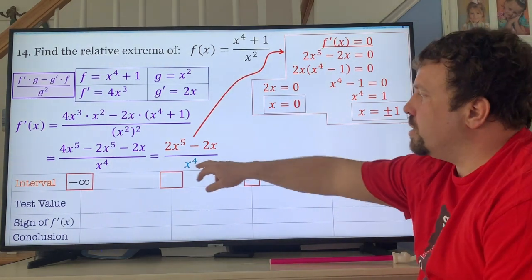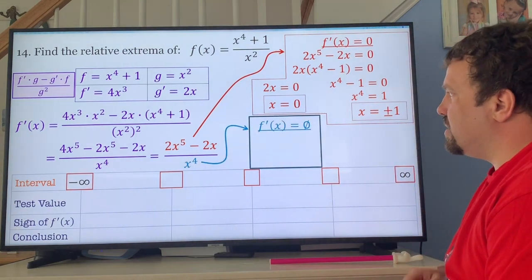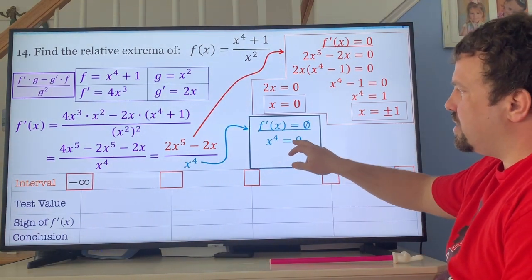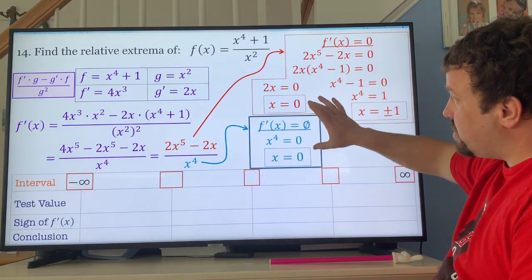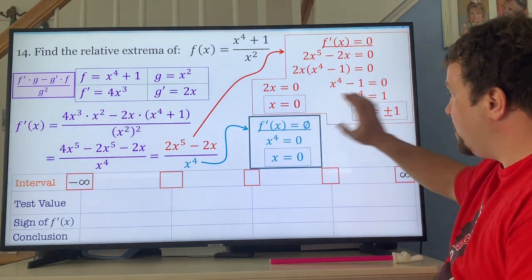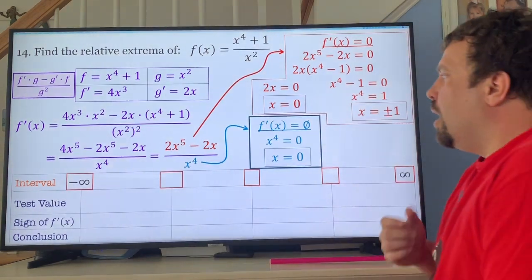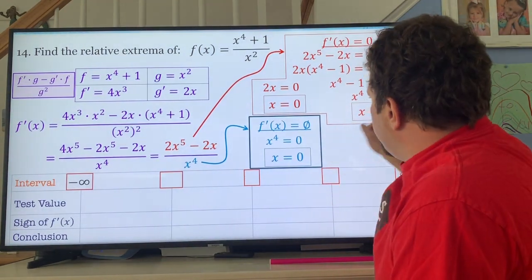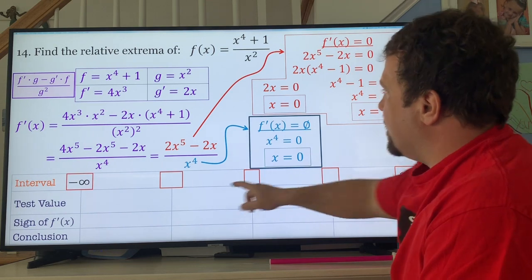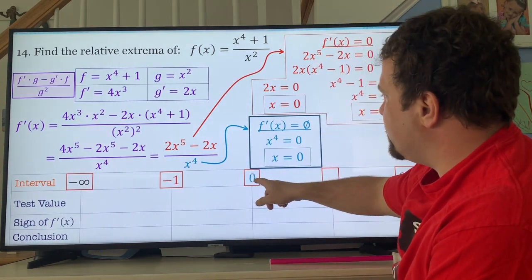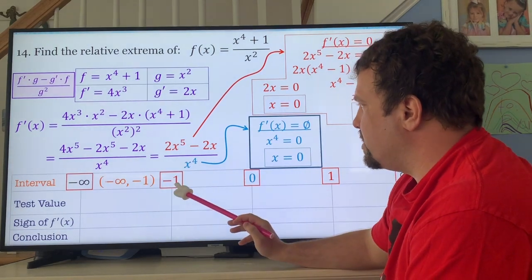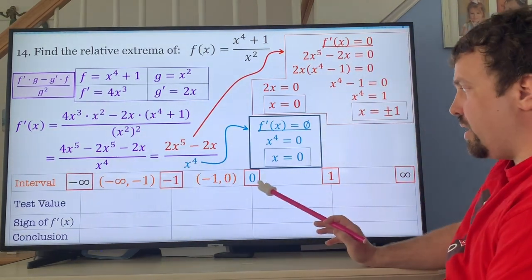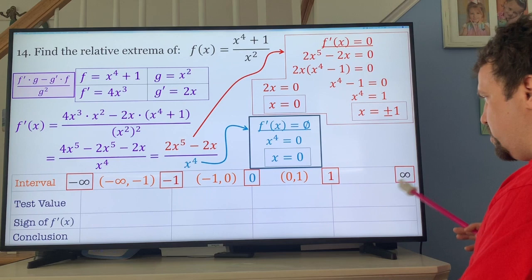Now you also set the denominator equal to 0. When you set that equal to 0, x to the 4th is 0, x is 0. Notice, same number, so same critical point, so you still only have 1, 2, 3 critical points. Let's go in order. Smallest number of all these is negative 1, then you have 0, and then positive 1. Negative infinity to negative 1 is my first interval, negative 1 to 0, then 0 to 1, and 1 to infinity.